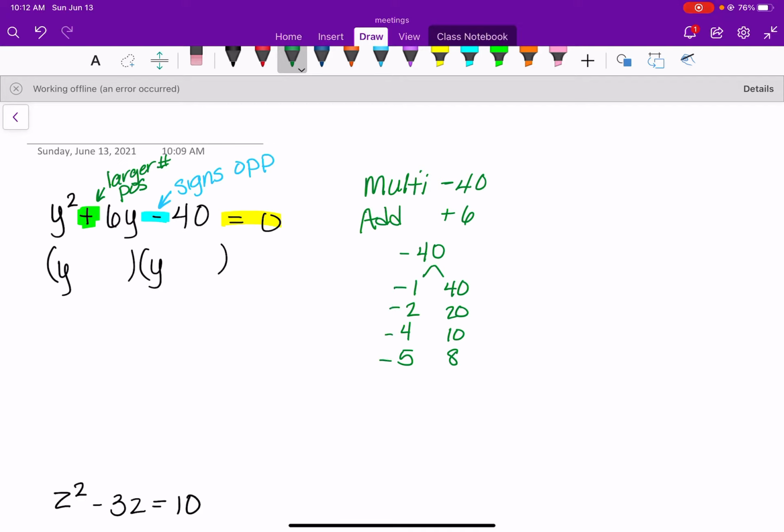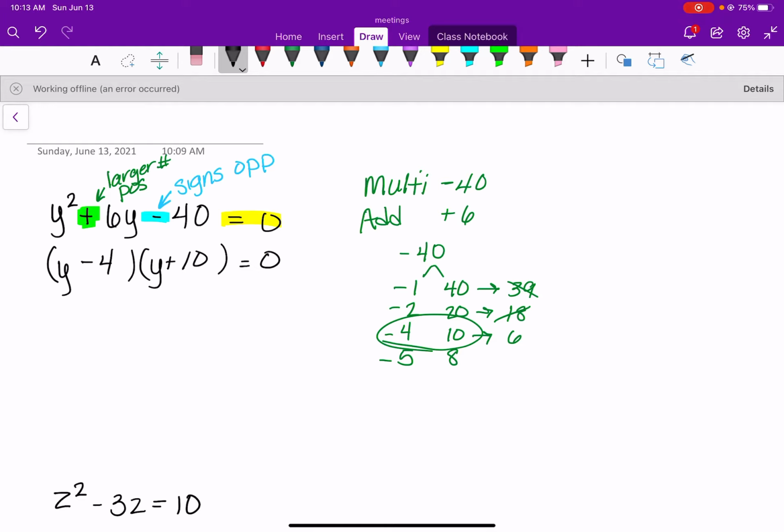So now what we're going to do is just add these together. So that's going to give us 39. That's not right. This is going to give us 18. That's not right. Negative 4 and 10, that's going to give us 6. There it is. So there's our pair that we're going to use. So we're going to have y minus 4, y plus 10 equal to 0.